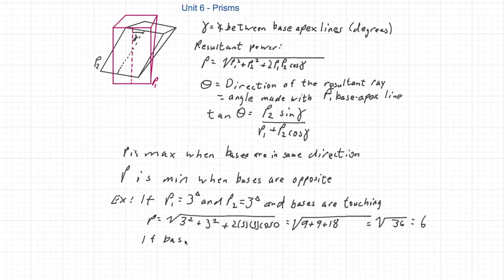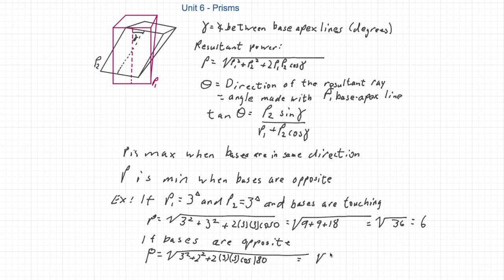Now, let's place the prism so that the bases are opposite to each other. When that's the case, angle gamma equals 180 degrees, and if you recall your trigonometry, the cosine of 180 degrees equals -1. So now we're going to subtract the last term under the square root sign. So we have the square root of 3 squared, which is 9, plus 3 squared, which is 9, and then minus 2 times 3 times 3, which means we end up with 18 minus 18, and we have a power of 0.